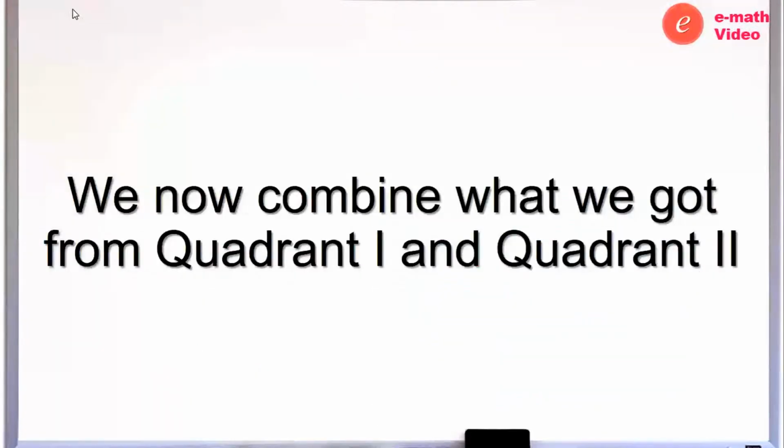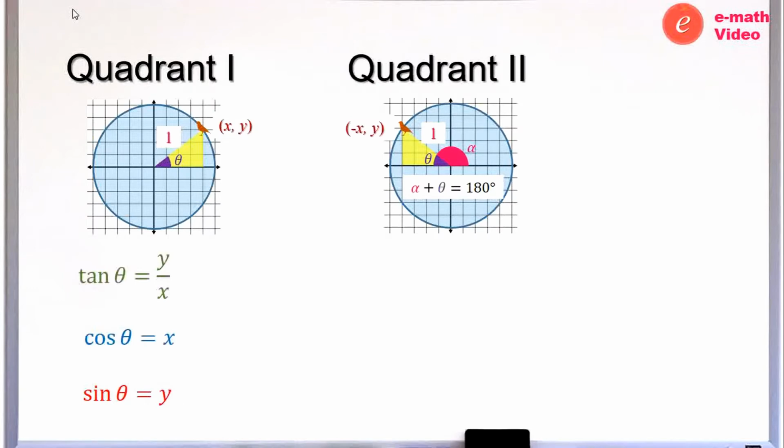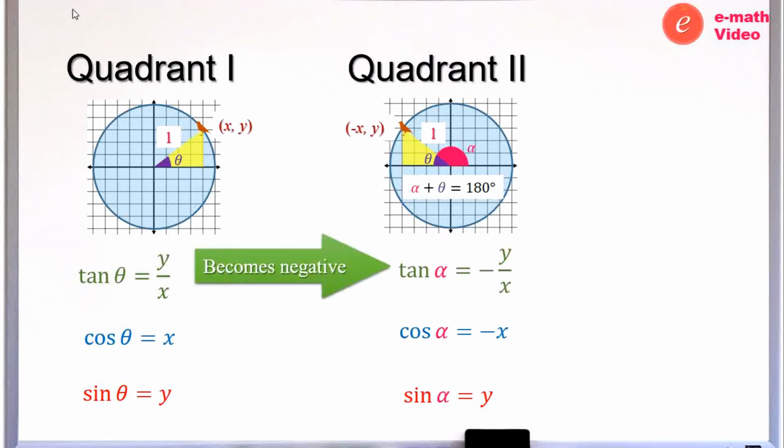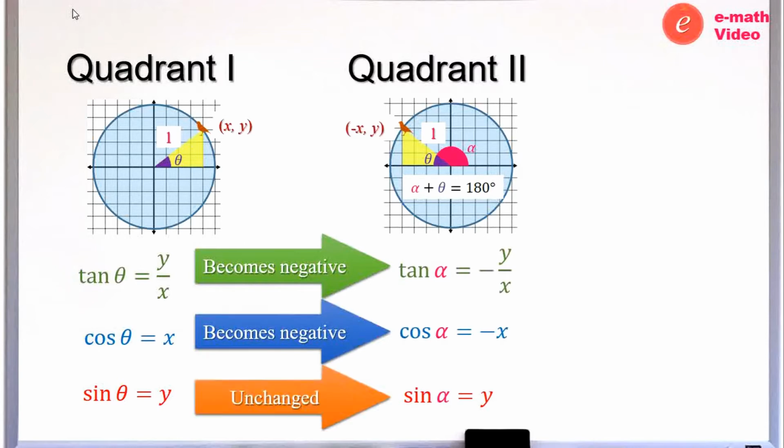We now combine what we got from quadrant 1 and quadrant 2. We have this for quadrant 1 and this for quadrant 2. Note that the angles are in alpha for quadrant 2. From observation, we can see that tangent alpha is equals to negative tangent theta. Cos alpha also becomes negative, but sin alpha equals to sin theta.